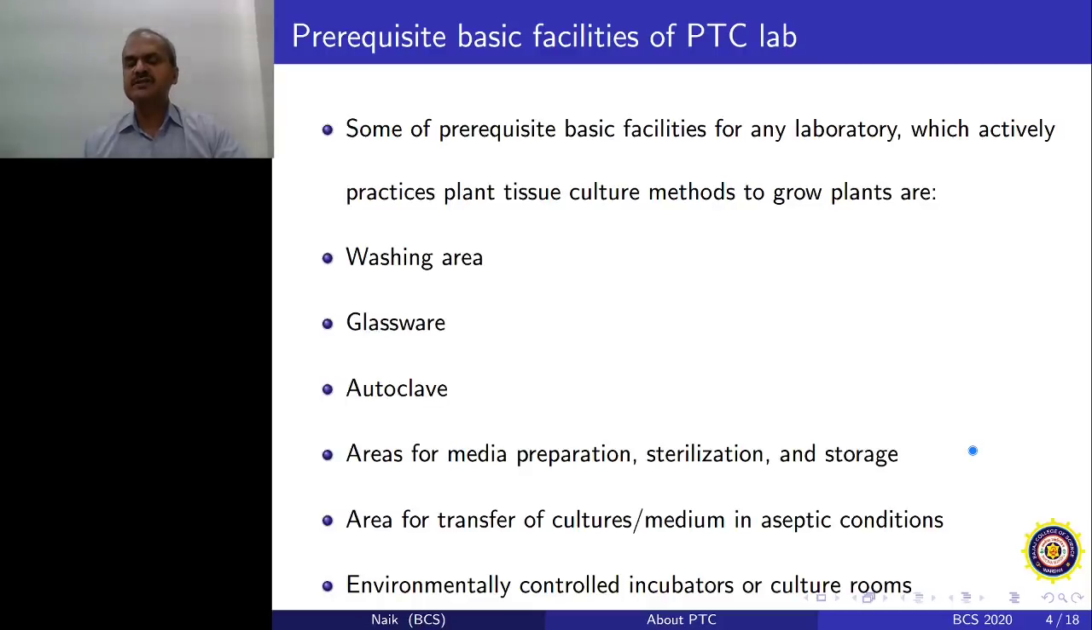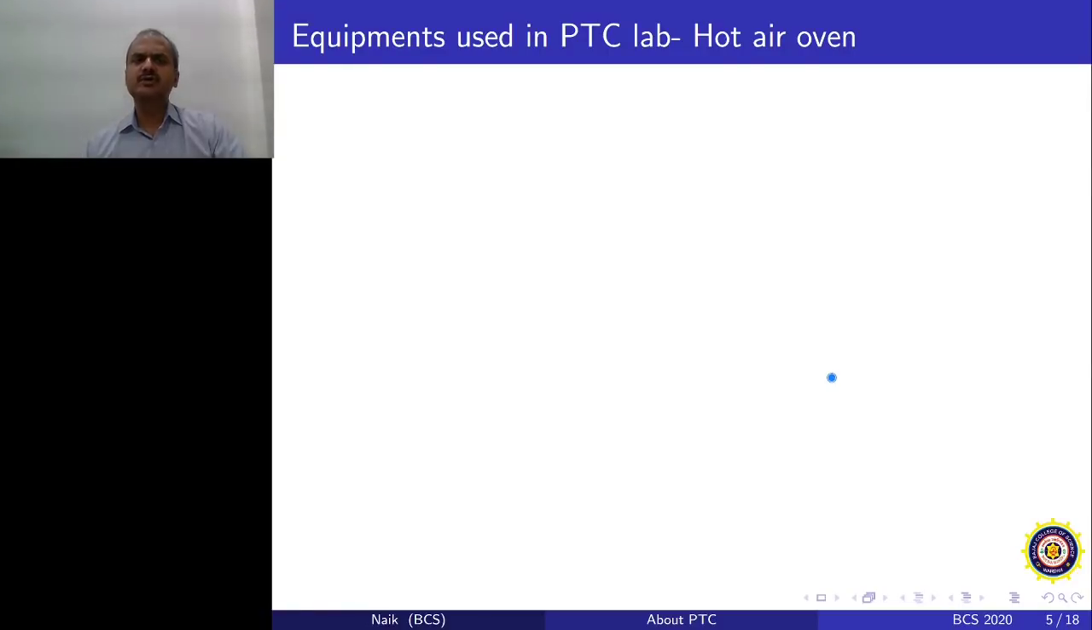Okay, so that's about the prerequisite basic facilities. What I have been emphasizing is that even if you have the minimum prerequisite basic facilities, that should give you enough confidence to develop a tissue culture lab. There is no necessity of having large size equipment or large area to develop a tissue culture lab. Now, next, which are the equipments which are used in a plant tissue culture lab.